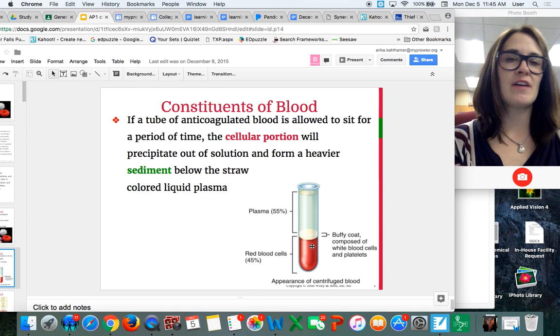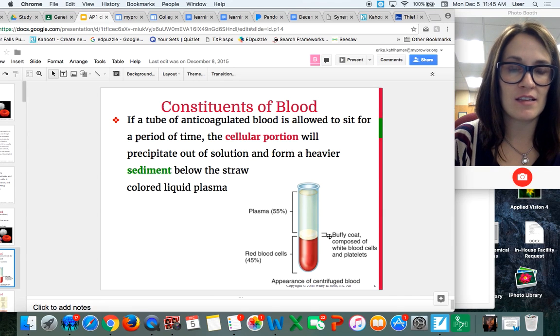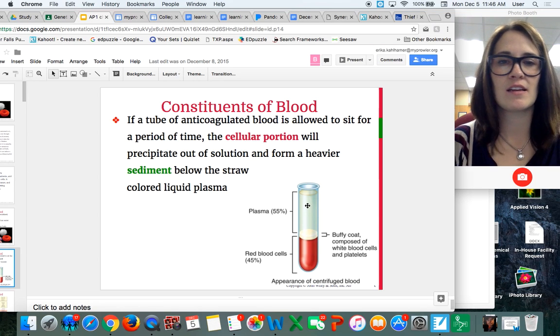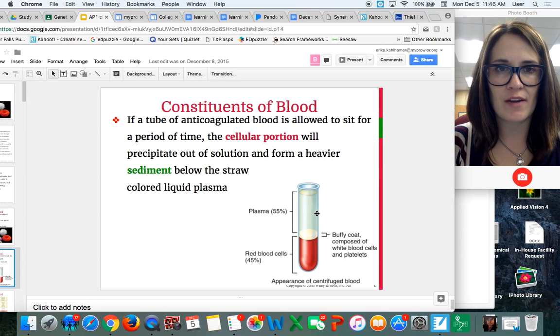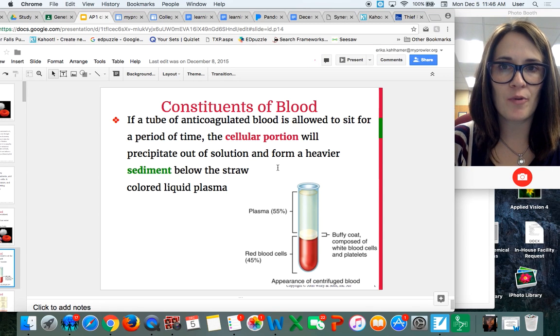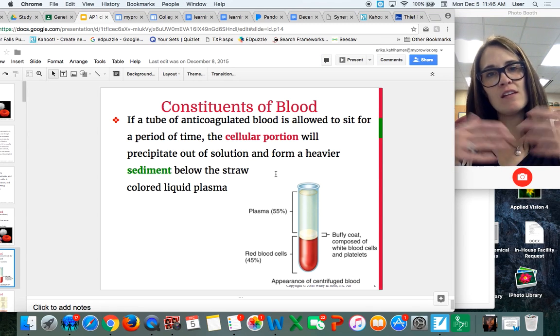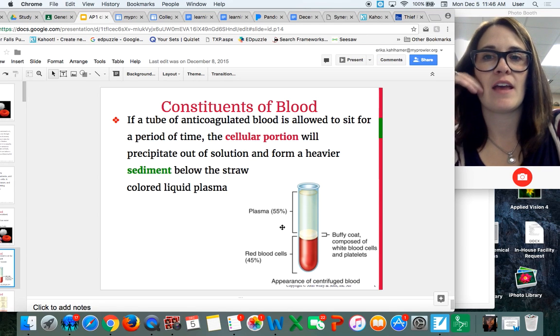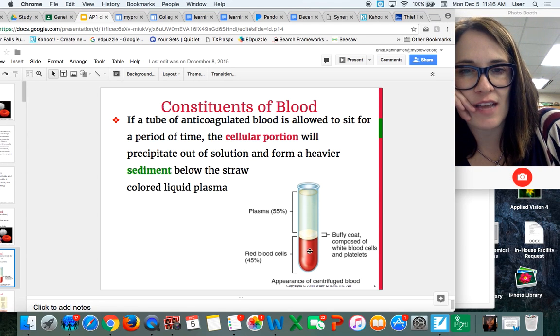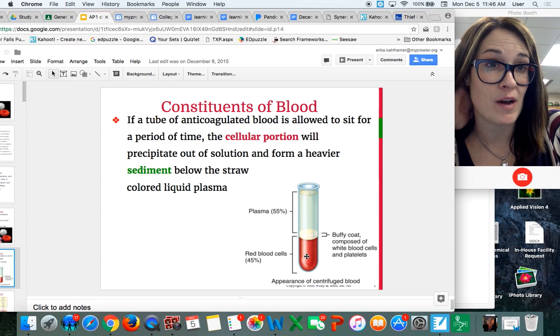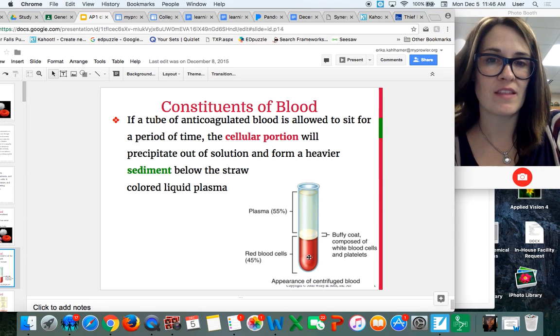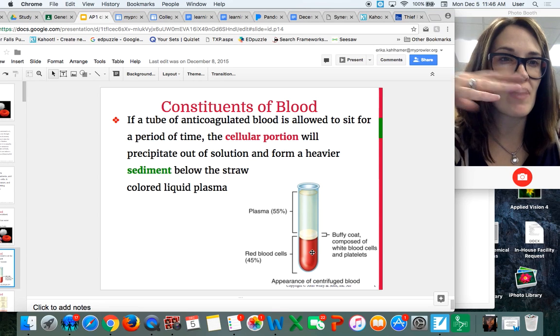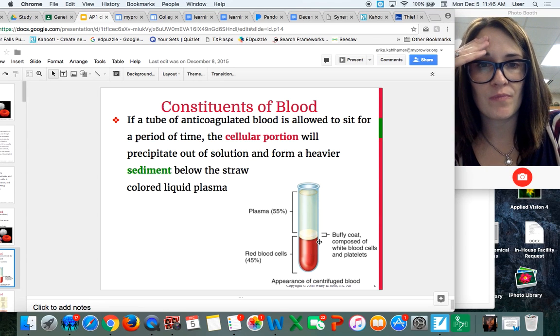Okay, so here's a picture of that glass vial again. You can see the parts are labeled for you in this one. So a tube of anticoagulated blood is allowed to sit. Essentially, it's going to separate here. A cellular portion will precipitate out, meaning leave the liquid part, and it will go to the bottom. So the cells, specifically the red blood cells, are in the bottom. They're the heaviest part of the blood, and they make up about 45% of that overall blood volume.